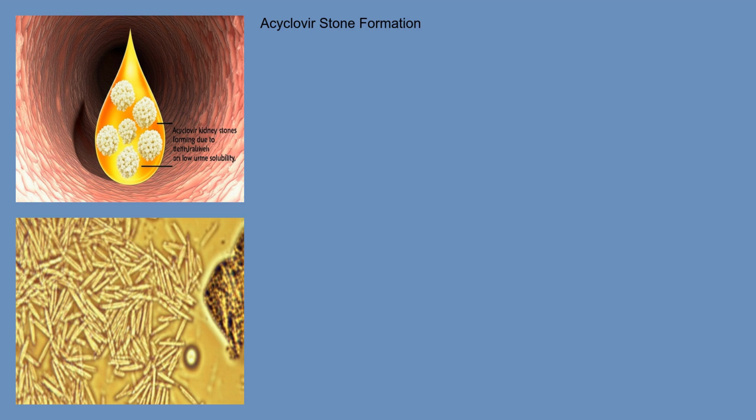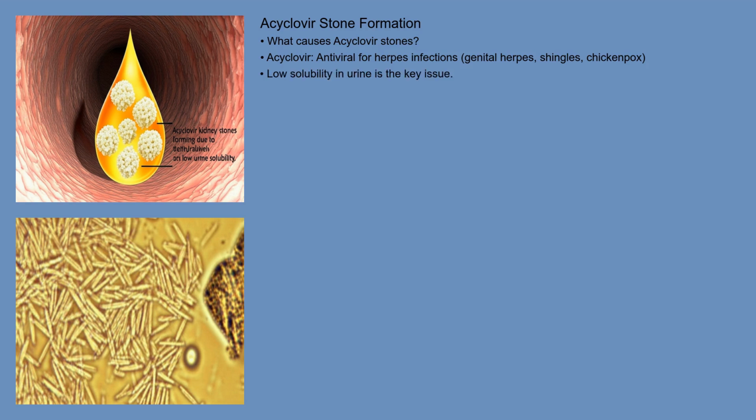Well, acyclovir is an antiviral medication primarily used to treat herpes simplex virus infections like genital herpes, shingles, and chickenpox. The problem arises because acyclovir has relatively low solubility in urine, especially in acidic environments and at higher concentrations. This means that when high doses of acyclovir are administered, particularly intravenously, the concentration of the drug in the kidneys can become so high that it starts to crystallize. Dehydration is a major contributing factor, as it further concentrates the drug in the urine.